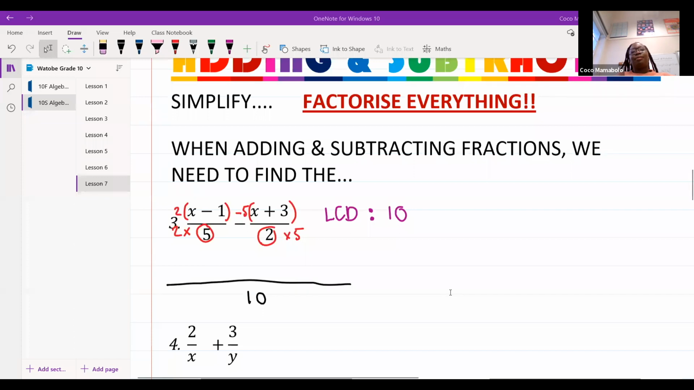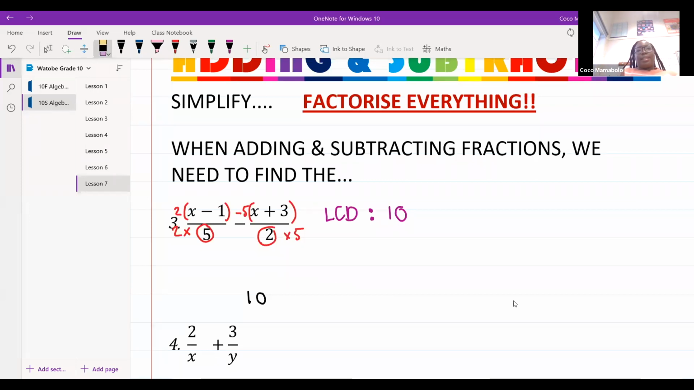Hello, ma'am. I actually wanted to ask, yeah. So as you said, we're going to have to multiply the denominators. For example, you had 5 and 2. So we're going to say 5 times 2, which gives us 10, and then 2 times 5, which gives us 10. That means that our denominators are going to be 10 for both fractions.